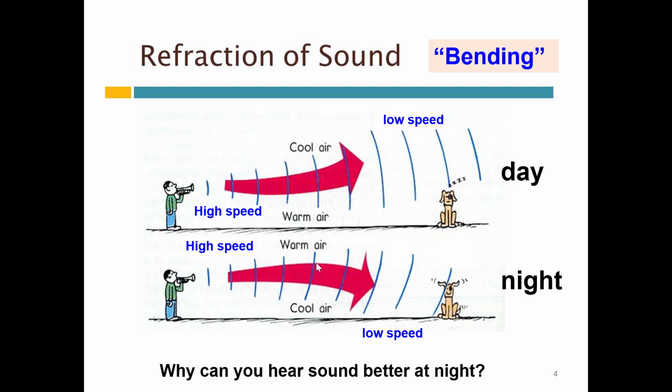But what happens during the night is the opposite situation. Because there is no sun, the surface will be cold, and then the air will be cold. And the air in the upper part will be warm. In this case, the bending in the wave will occur in the opposite direction, as in this direction. And this is why we can hear sound better at night.